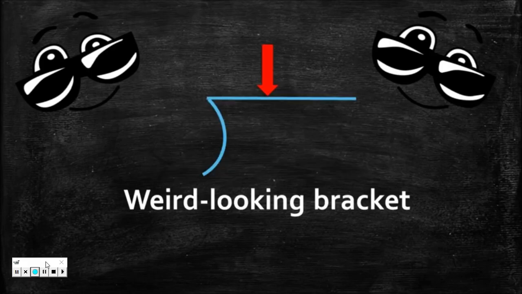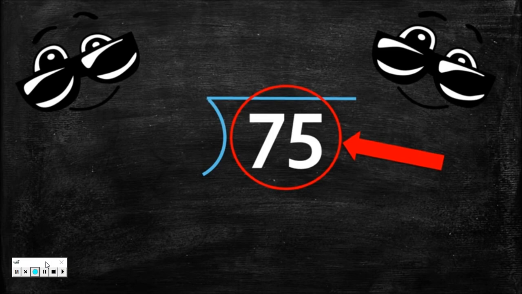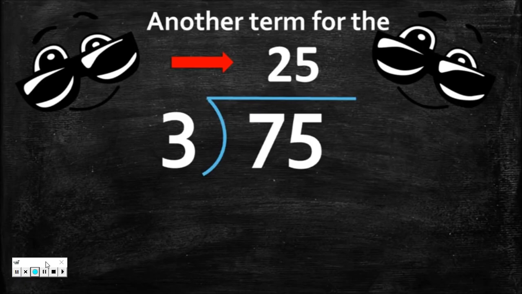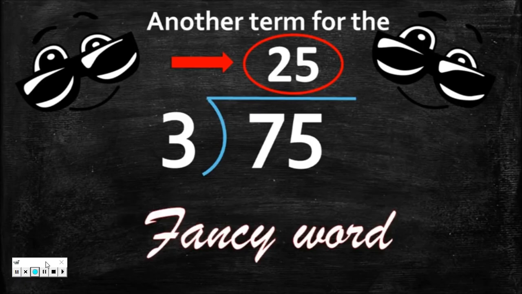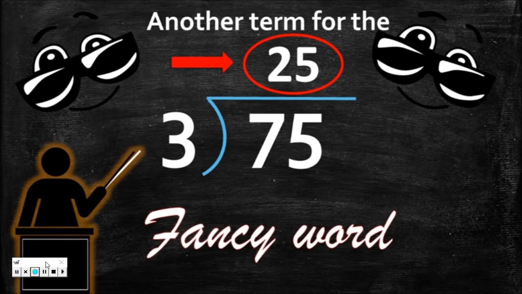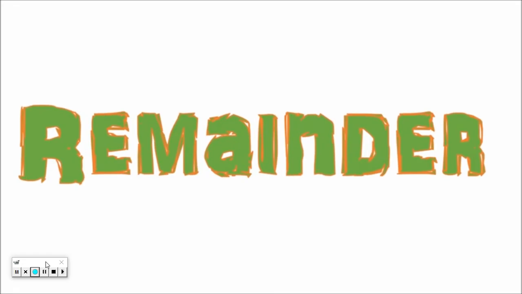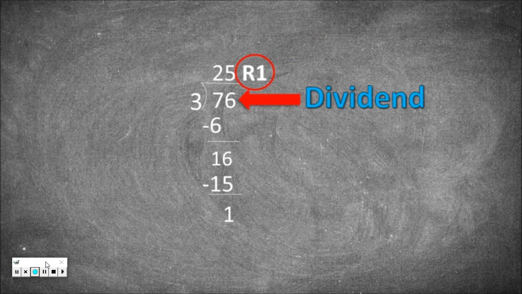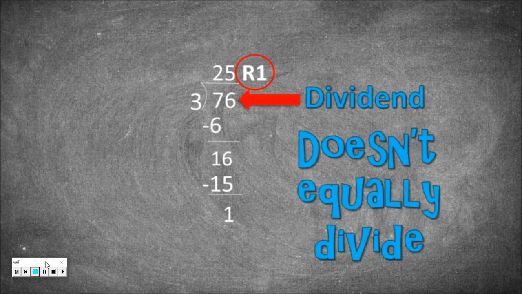You know that weird looking bracket? It's the number inside it. Quotient, now that's another term for the answer. It's a fancy word, but it's what your teacher will prefer. And you get a remainder sometimes when the dividend doesn't equally divide.